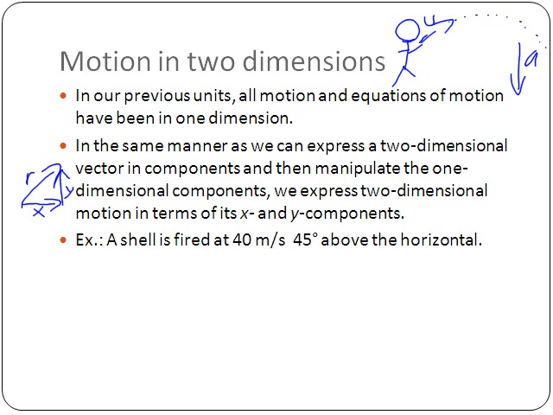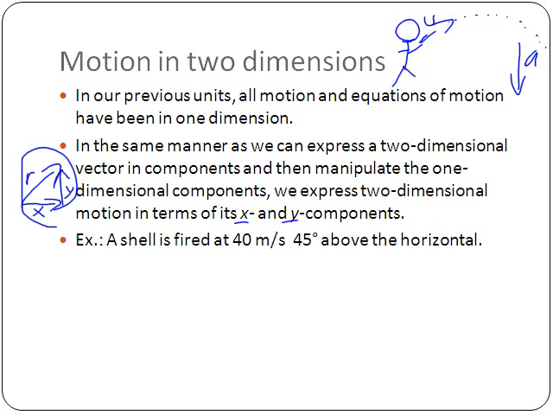You remember, we broke things into components, and once we did that, if we were adding vectors, we could add up all the x components and then add up all the y components and use that to manipulate them. We can also express, in the same way that we did with vectors, two-dimensional motion, that is projectile motion, in terms of x and y components. And what do we mean by that? Well, let's take a look.